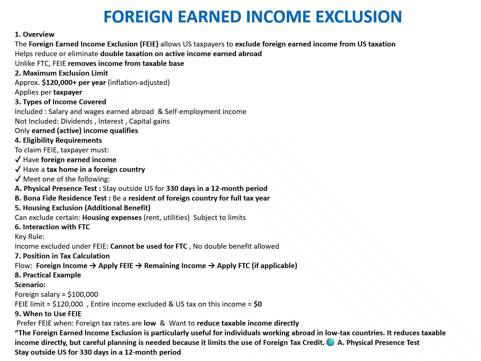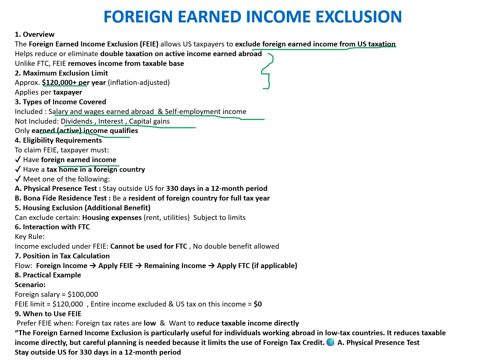Okay, now we'll talk about the foreign earned income exclusion. So what does this mean? This is a very, very important concept in context of foreign income. The foreign earned income exclusion allows the US taxpayer to exclude foreign income earned from US taxation, which means it does not form part of the taxable income itself. The maximum exclusion is 1,20,000 per year, applied per taxpayer, and the types of income are salary and wages earned abroad, or employment income. What is not included is passive income, which is dividends, interest, and capital gains. So only earned or active income qualifies.